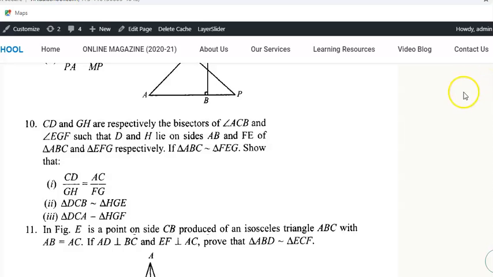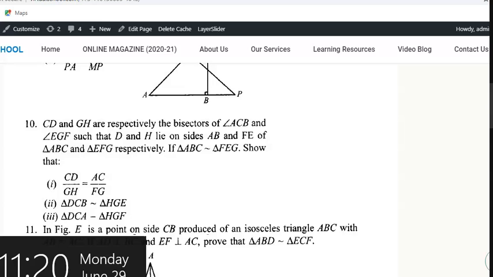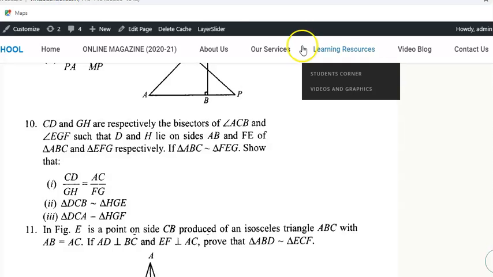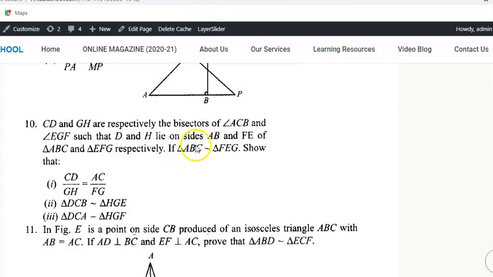Okay, students, in this video we move to our next question. That's question number 10. If you see question number 10, CD and GH are respectively the bisectors of angles ACB and EFG such that D and H lie on sides AB and FE of triangle ABC and triangle EFG respectively.